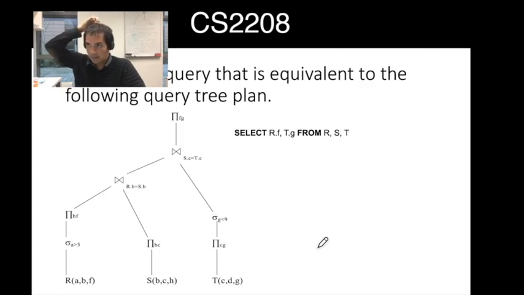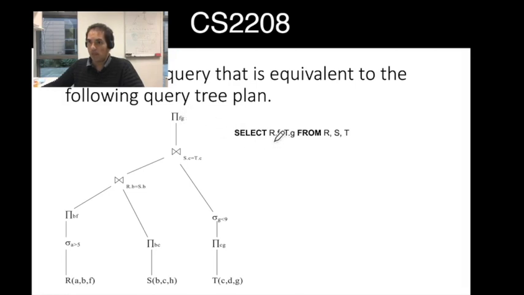And then we get this one, which is a little bit more difficult. It's not really that difficult, but we have to think a little bit about the solution because we have a lot of things. Now we get the query tree and we want to get a SQL query that represents this particular tree. Basically, my advice here is that you start looking at the attributes that you want to get at the very end. In this case, we want to get F and G.